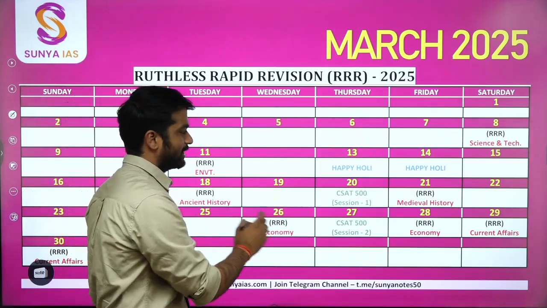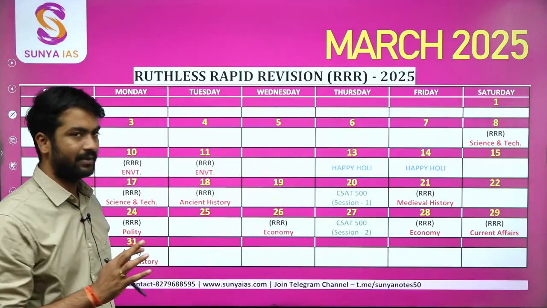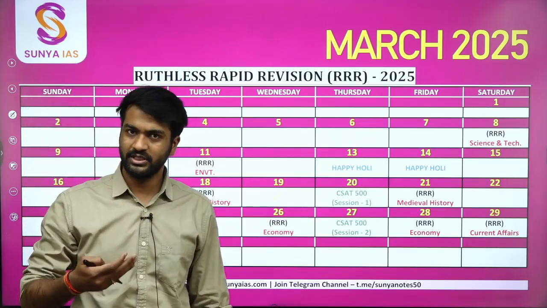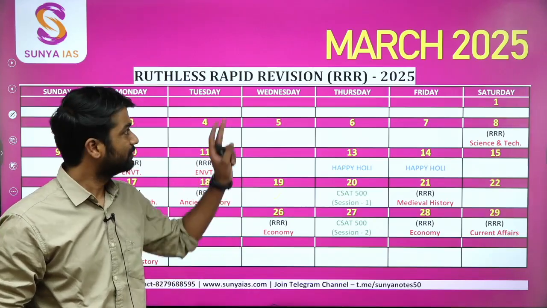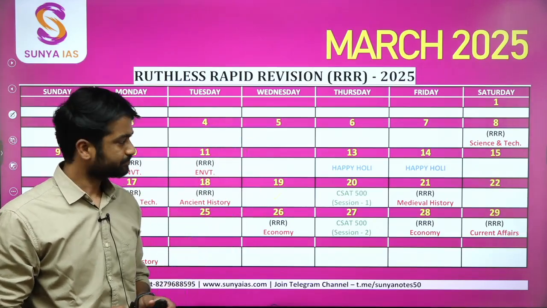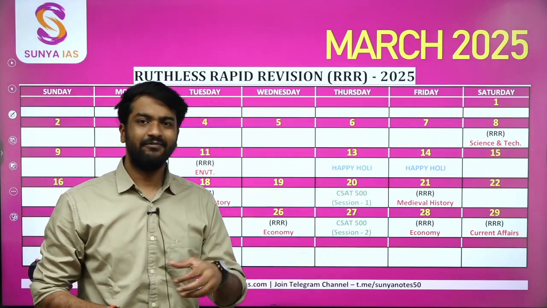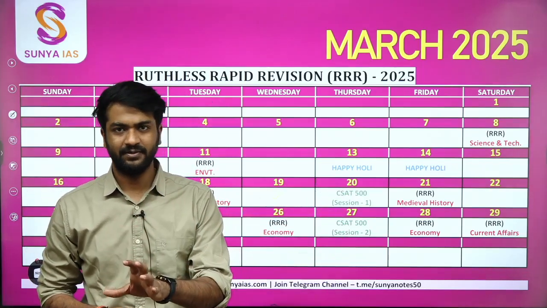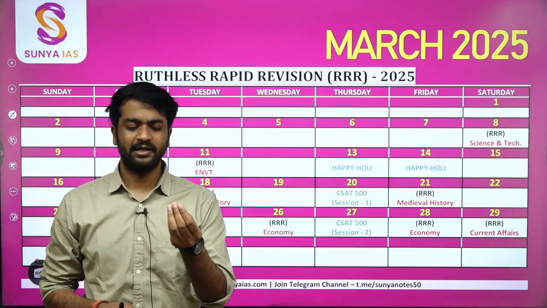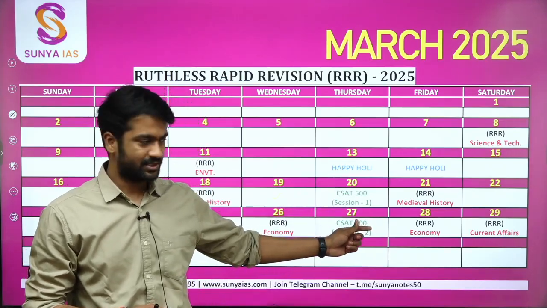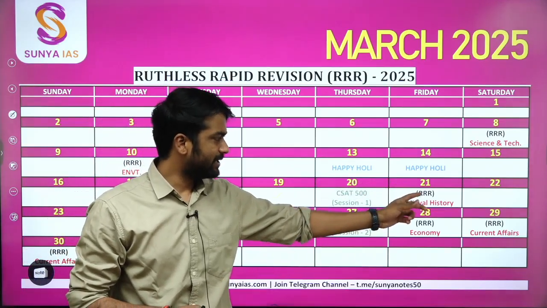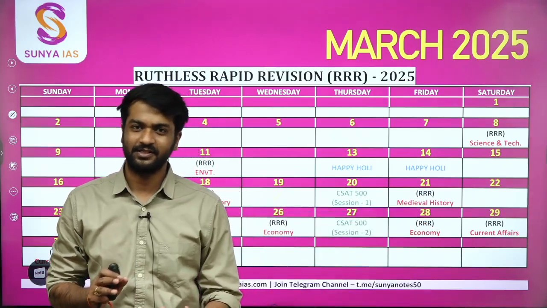For example, now you are done with, let's say, science and tech and environment. So you will get 100 questions each of science and tech and environment. You practice your questions on 19th of this particular month. On 20th, we will have a CSET 500 session 1. So in a single session, 100 to 125 questions are tackled live, again a day long session. On 21st, we are meeting for the medieval history, again a day long session.